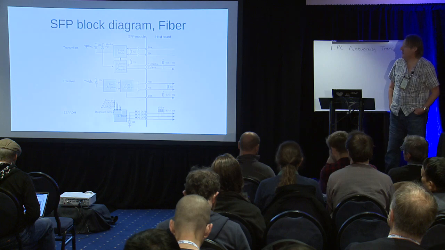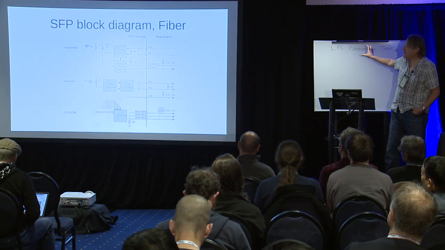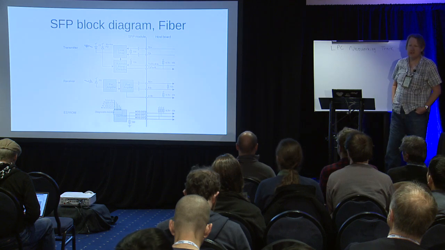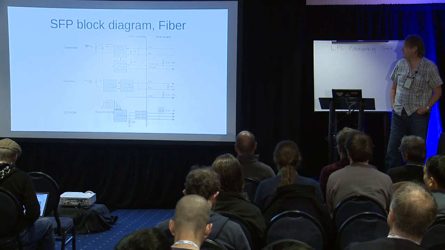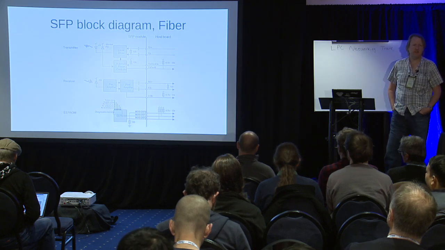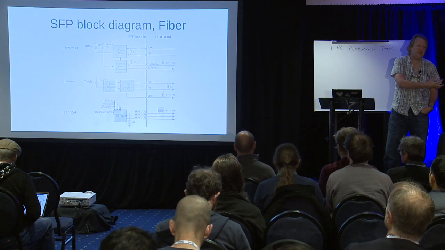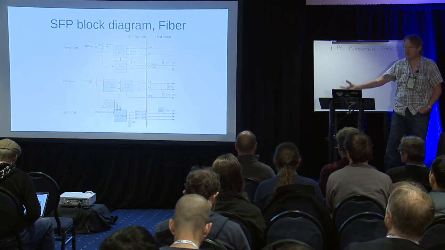And a block diagram of an SFP, stolen from some vendor's site. So at the top, you can see the transmit path. A data stream comes in, it's turned into light and sent out. It's totally passive, it doesn't do anything, except for electrical to light. And then the opposite direction, light to electrical.